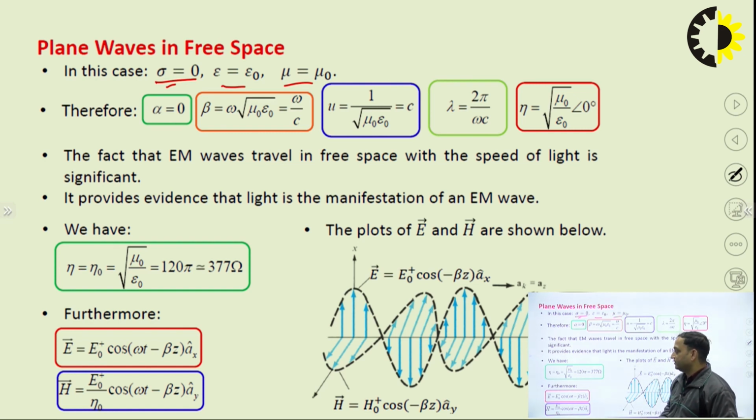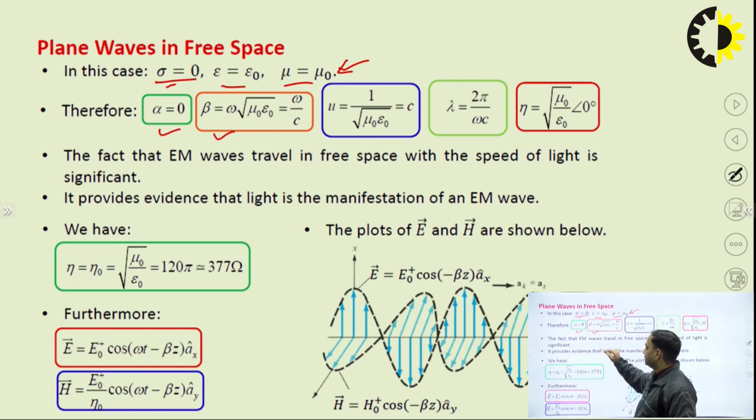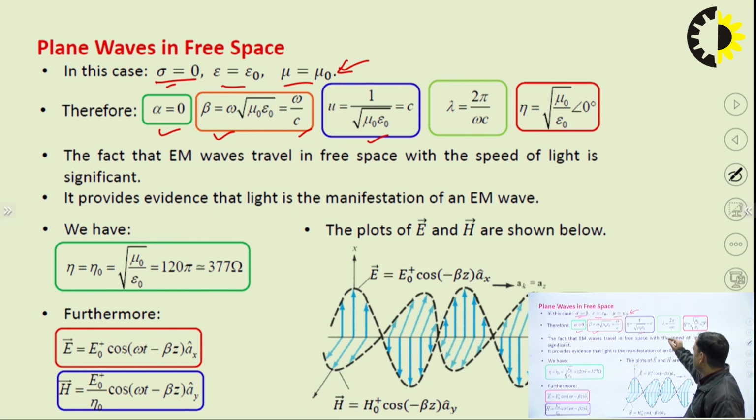So when we take the lossy dielectric case, we take the expressions for alpha, beta, u, lambda and eta as the generalized case, and we put these conditions into it. Then alpha will become 0 and beta is equal to omega under root mu naught epsilon naught, which is equal to omega upon c. u is equal to 1 upon root mu naught epsilon naught, that is c, lambda is equal to 2 pi c by omega, and eta is equal to under root mu naught upon epsilon naught. The angle between these two is again 0.